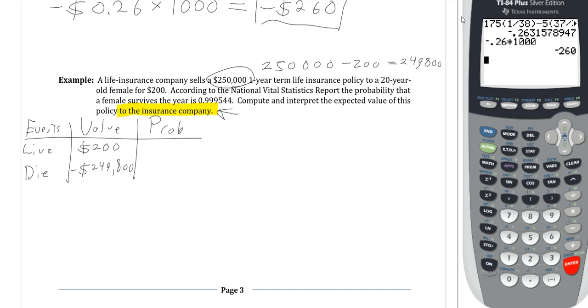Now we are given that the probability of the person living is 0.999544. And if we need to find the probability of somebody passing away, that's going to be 1 minus that. 1 minus 0.999544. We do that, we get a small number that is in scientific notation, 4.56 e negative 4.